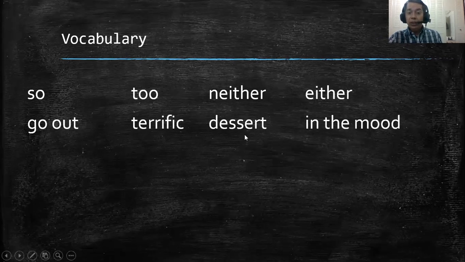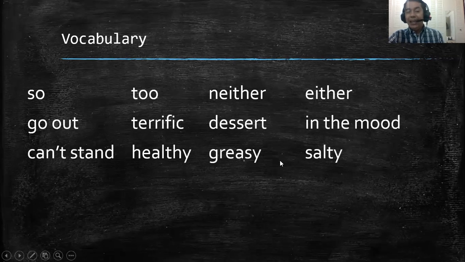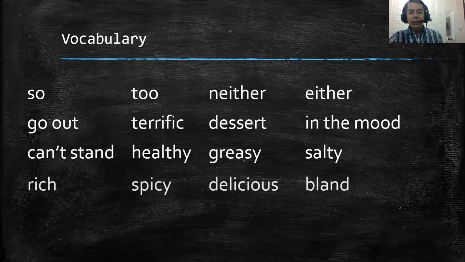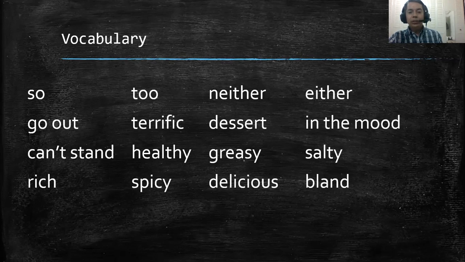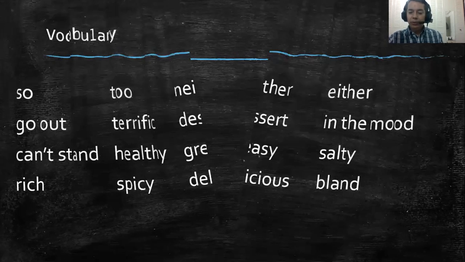Terrific, dessert. No desert, because desert is Sahara desert, right? This is desert. In the mood. Dessert. Can stand. Healthy. Greasy. Salty. Rich, spicy, delicious, and bland.